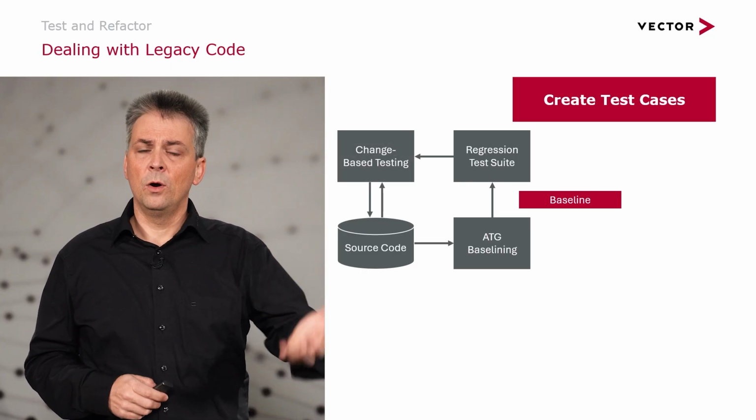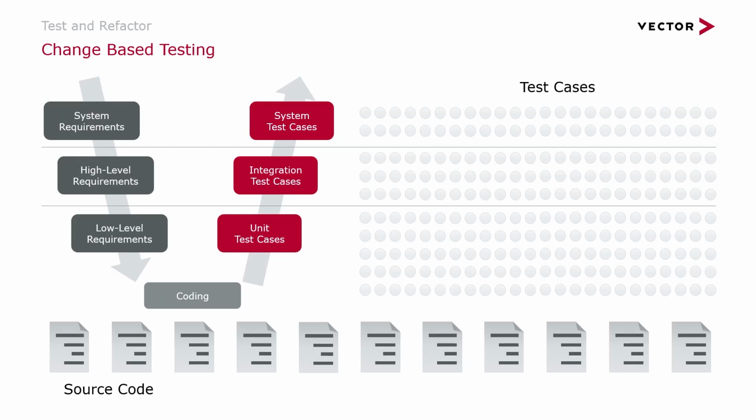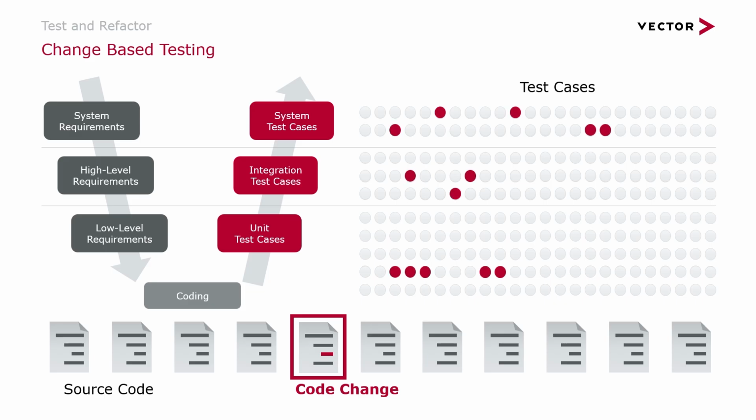And for that, we can use change-based testing. So change-based testing in general is an approach when you take a look at your test cases and your source code. When you do a small change in your code, it is possible to clearly identify the test cases related to this line of code that has been modified. And then just rerun these test cases. So it helps you to narrow down the number of test cases you have to execute with each modification of your source code.